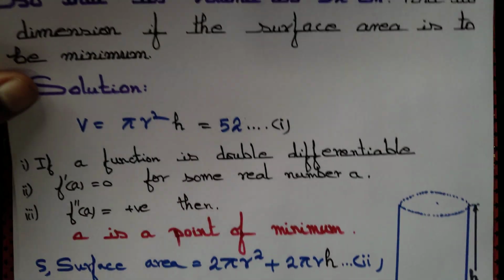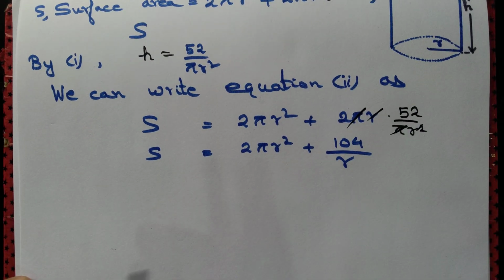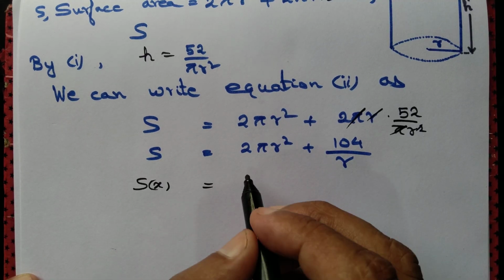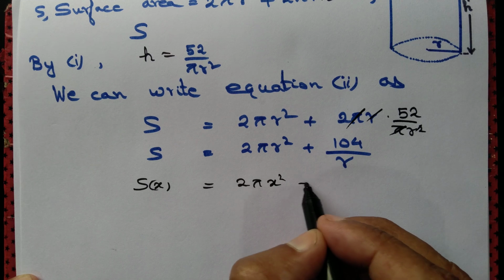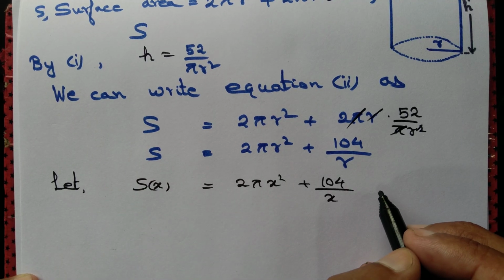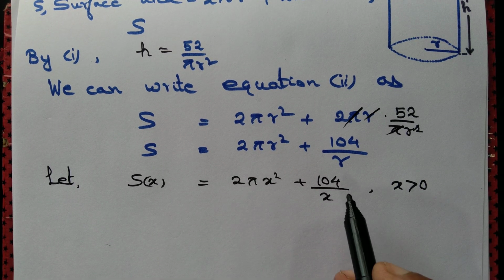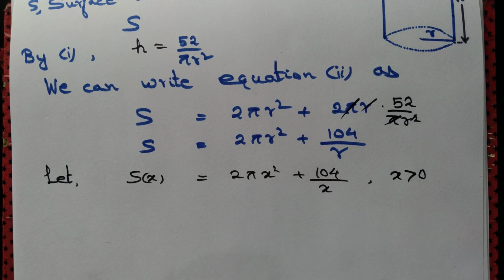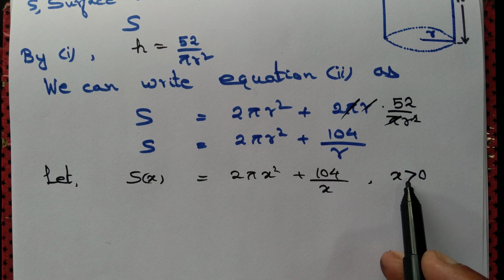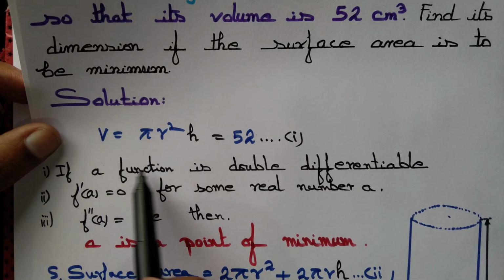We want a function to be double differentiable if we want to apply the double derivative. Let us define S of x equal to 2 pi x square plus 104 by x, where x is greater than 0. If x is positive, this is a polynomial plus a quotient of polynomial divided by polynomial. Polynomials are continuous and differentiable, and a quotient of polynomials is again continuous as well as differentiable, provided the denominator is not equal to 0. So if we assume x to be positive, then this quantity is differentiable, and double differentiable as well. So yes, it is a double differentiable function.